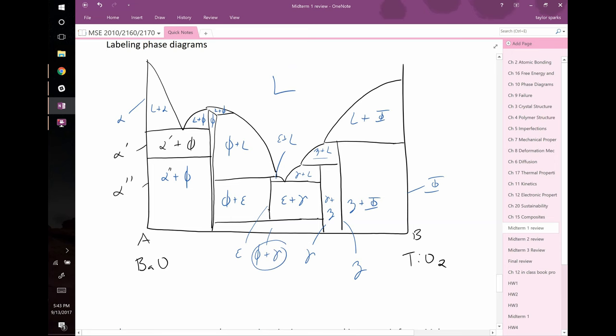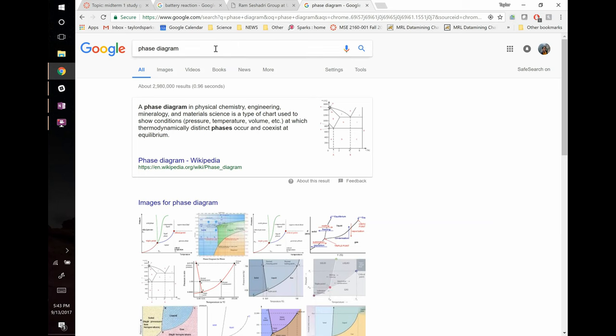Whew! This is a nasty diagram. All right, let's pull it up. So we're going to look up the BaO-TiO2 phase diagram. Let's see what that funny business is up top.